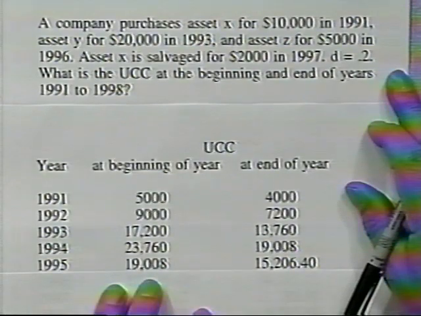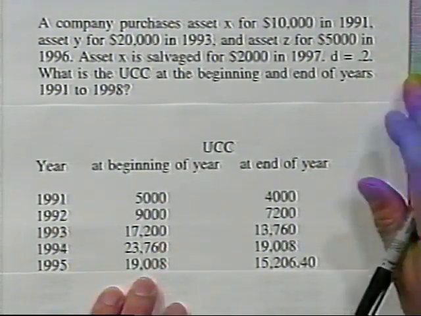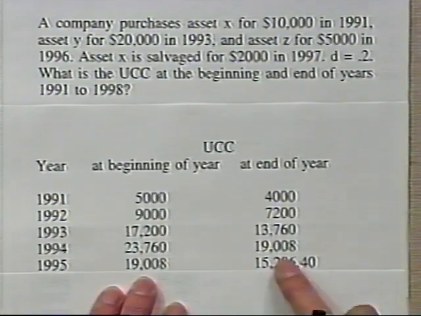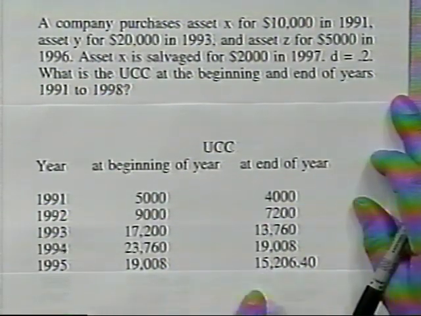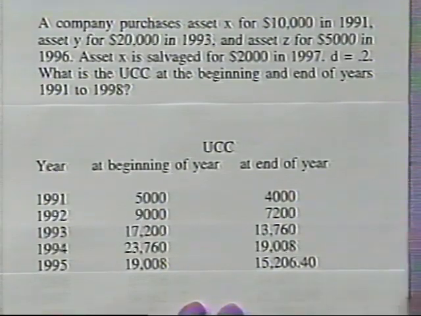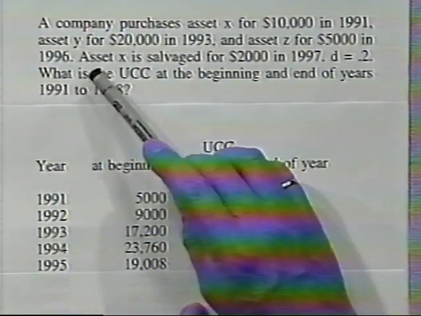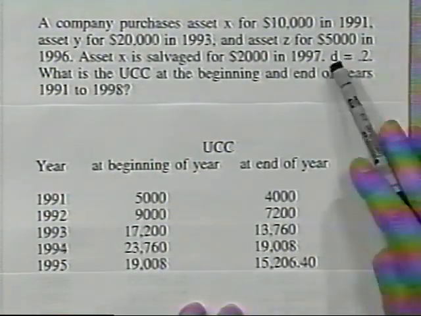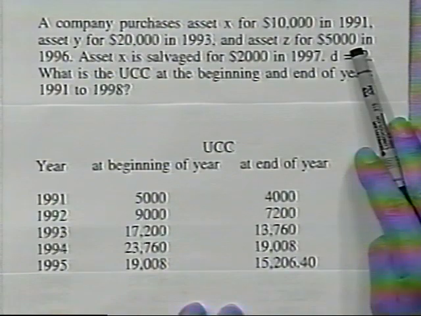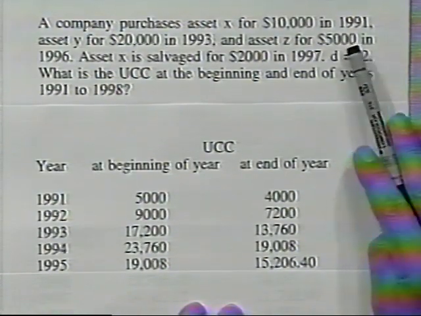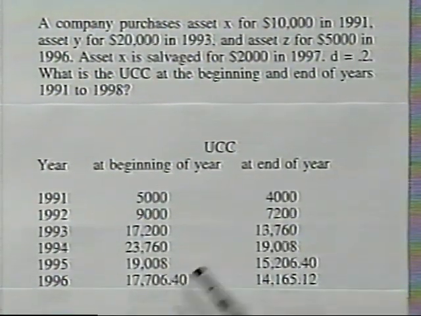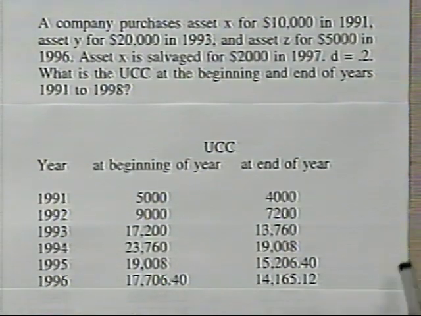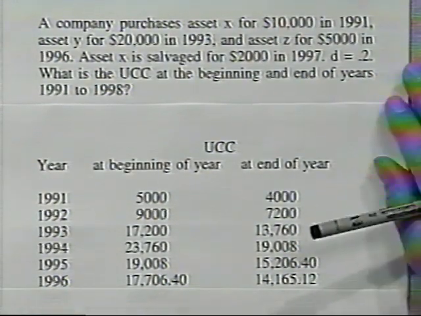In 1995, there are no new purchases, and there are no second halves of assets to consider. So the beginning of 1995 is the same as the end of 1994, which then depreciates down to $15,000 odd. In 1996, as we can see from the question up here, asset Z is purchased for $5,000. That adds to the UCC by half that amount, $2,500, at the beginning of 1996. So we get $17,740, which depreciates by 20% to $14,000 odd.